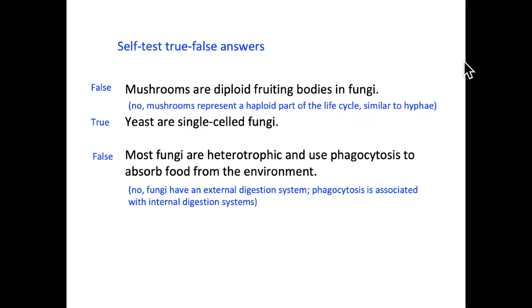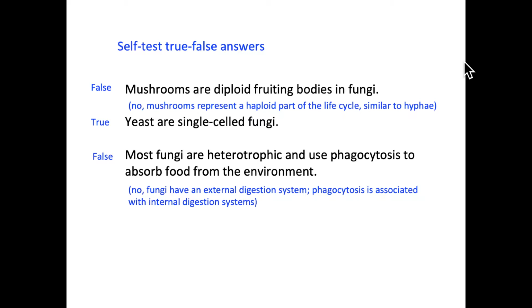Here are the answers to the true-false questions. False. Mushrooms are not diploid fruiting bodies in fungi. Mushrooms represent instead a haploid part of the life cycle, similar to hyphae. Yeast are single-celled fungi. True.